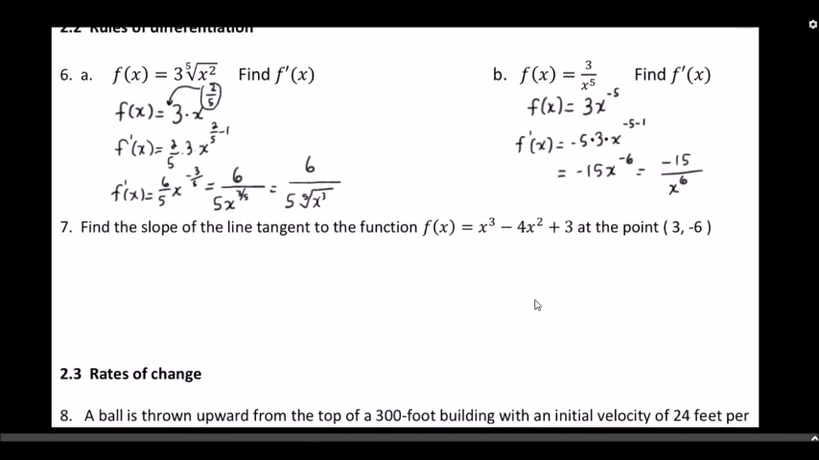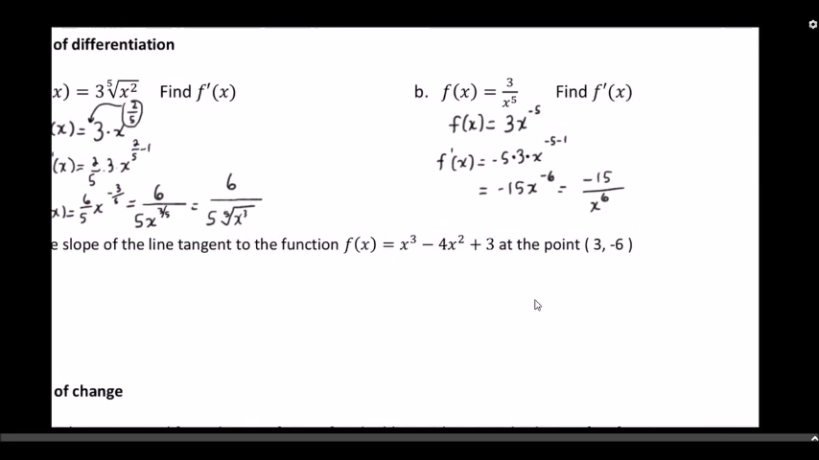Okay. Question number 7 is just an application of the simple power rule and the sum or difference properties. Even though this is one function, since it's comprised of several polynomial terms, x to the third, 4x squared, and 3, you can take the derivative of each term separately according to the sum or difference rule, or the sum or difference property.